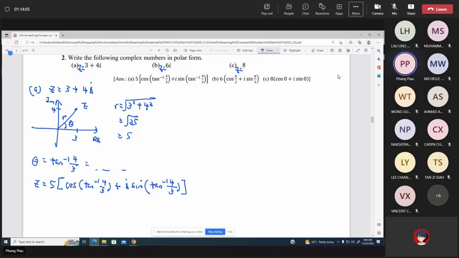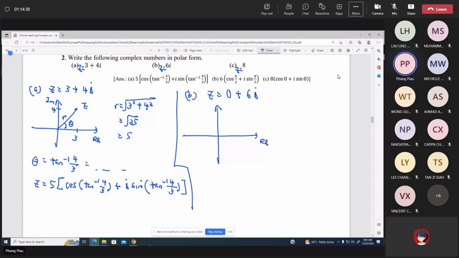And question number B and C, you can see here, this is purely imaginary part. This is purely real part. You don't have the imaginary. So it is best for you to write this form as your B as 0 plus 6i. You put it in the standard form. Then if it is 0 plus 6i, the diagram will look like this.